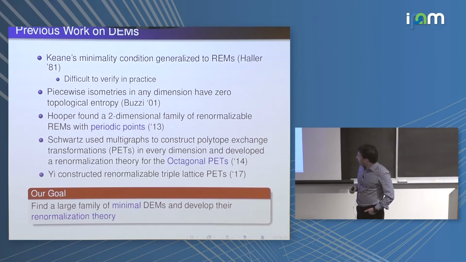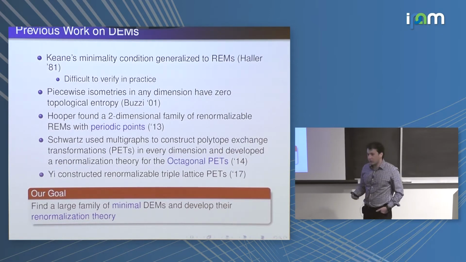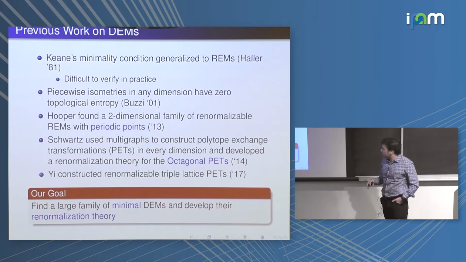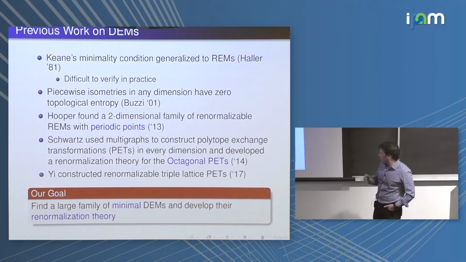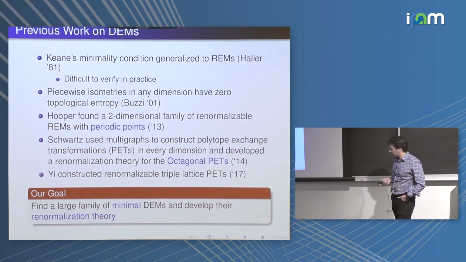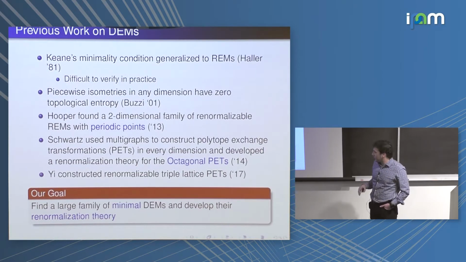Okay, there's also some work by Rich Schwartz, and he used multigraphs to construct what he called polytope exchange transformations. And these are generalizations of domain exchange maps to higher dimensions. And he looked at a particular class of these called octagonal PETs, and he developed a renormalization theory for those. And Rangi also looked at a family of what she called renormalizable triple lattice PETs using this method of Schwartz. Okay, so our goal was to find a large family of minimal domain exchange maps and to develop their renormalization theory.